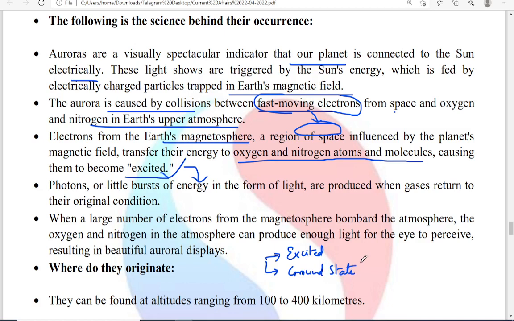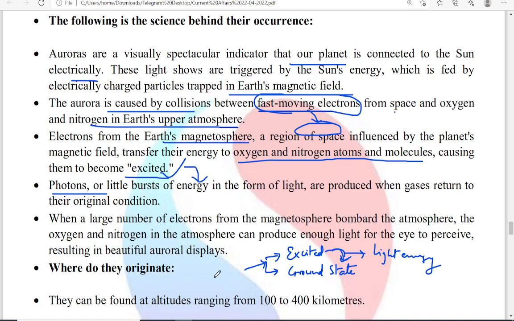So here, in the process, by receiving the energy, the atom will get excited. By giving away the energy, the atom will reach the ground state. But this giving away of energy is in the form of light energy. That means the atom will lose the energy in the form of light energy. So this light energy will be visible in photons, or little bursts of energy in the form of light, which are produced when gases return to the original condition or the ground state.